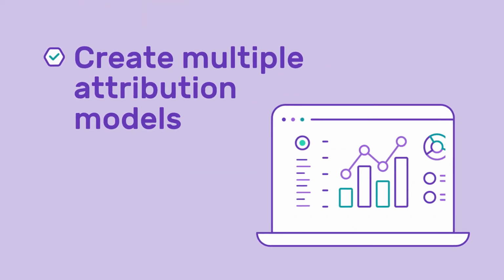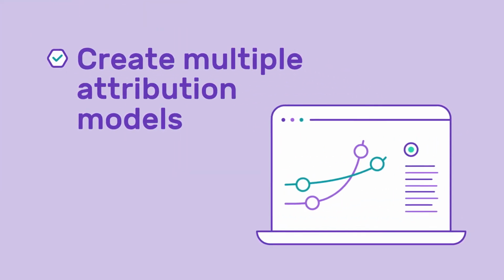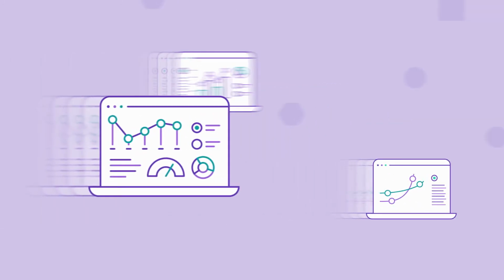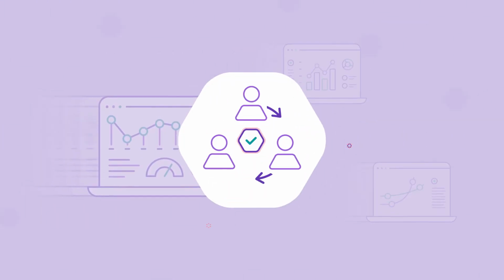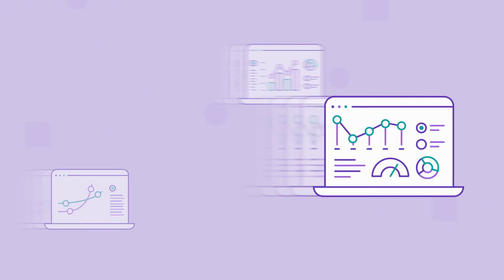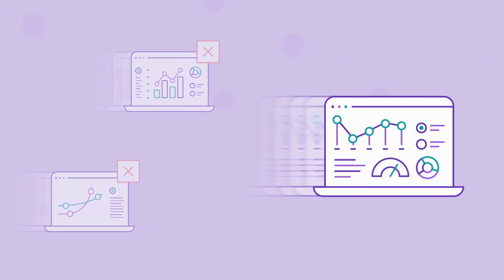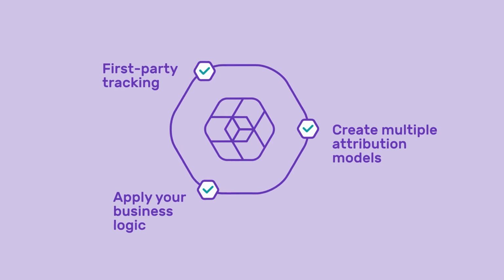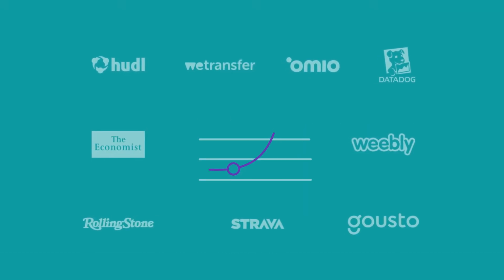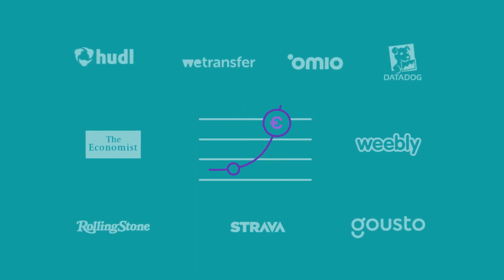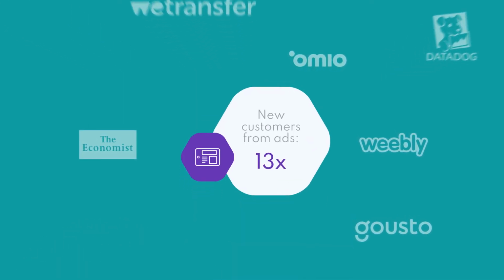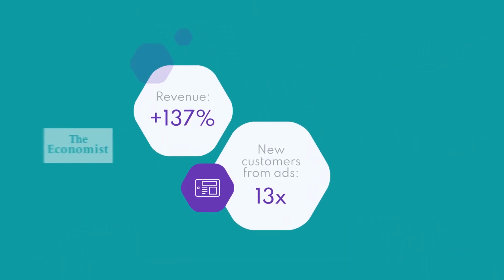And create multiple attribution models on top of the same raw data to find the model that empowers your marketing team to optimize their efforts. And you can easily audit, adjust, and evolve your models as your business grows. By using Snowplow data, businesses optimize for ROI, reduce the cost of acquiring new customers, and grow their revenue.